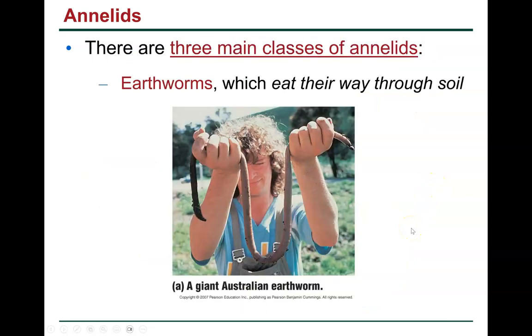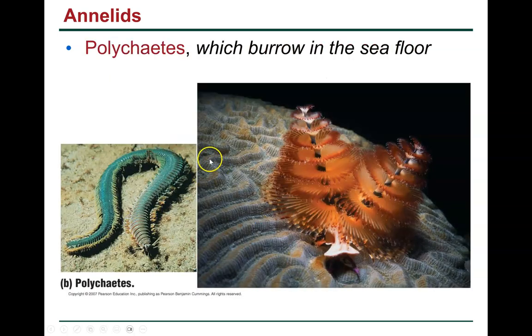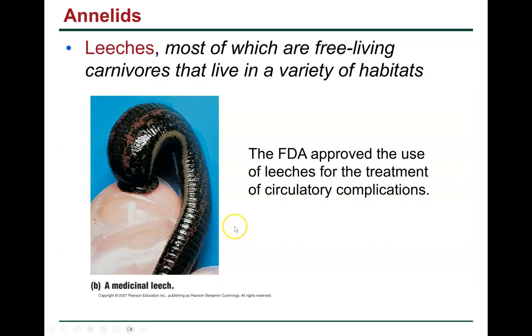There's three main classes of annelids. This is going to be the earthworms. I think everybody has experienced these, anybody who goes fishing. Of course, Australia has very extreme things, so here's an Australian earthworm. There are polychaetes. These guys are going to be in the ocean. If this is something that's easy to remember, this polychaete is called the Christmas tree.